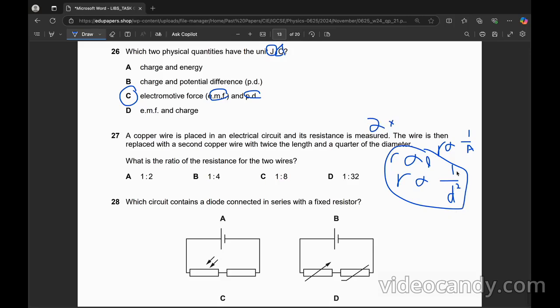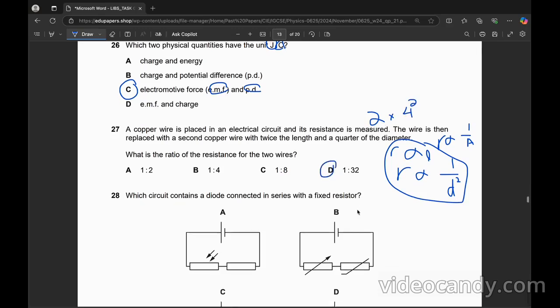And by squared, so that will be 4 squared, right? A quarter means 4, so 4 squared, and you get 16 × 2, that will be 32, so you get D.